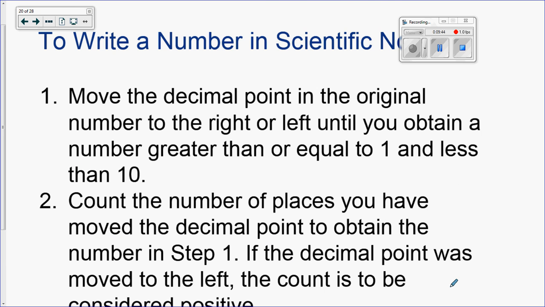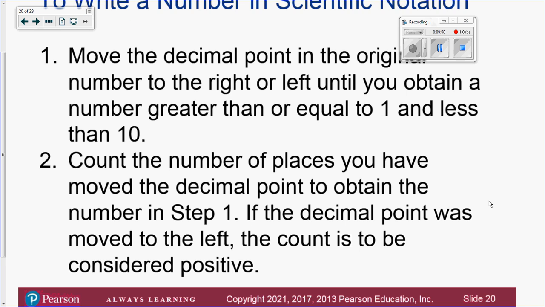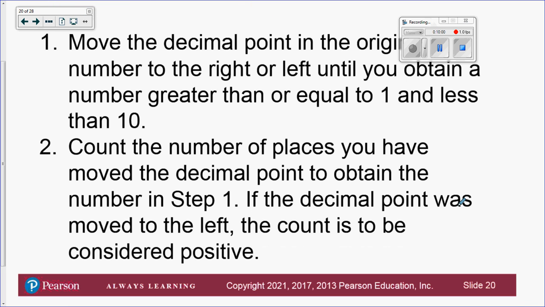Okay, so this is just the answer, how to do it written down. Move the decimal point in the original number to the right or to the left to obtain your answer. It has to be a number greater than or equal to 1 and less than 10. It can't be 2 decimal places. Count the number of places you've moved to obtain what the exponent's going to be.